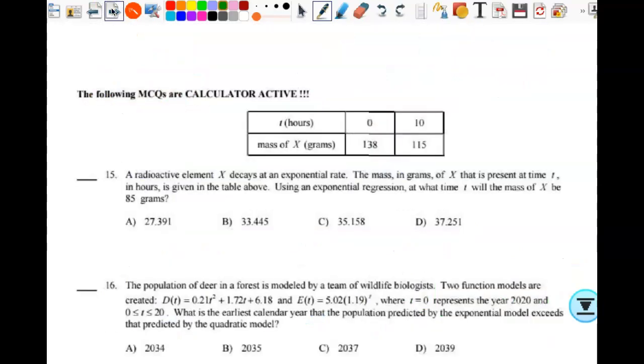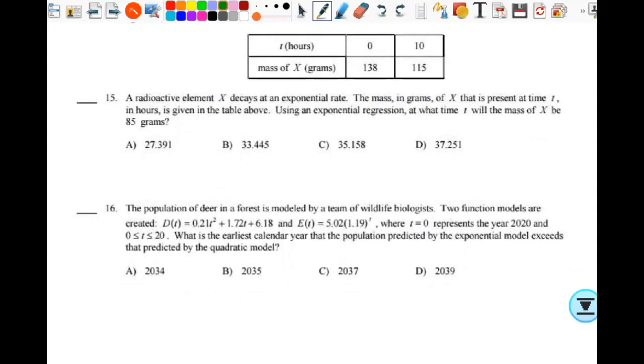All right, next page. All right, now we need our calculator. A radioactive element. Now this is one I sent out a remind about. If we use this exactly like it is, the correct answer is not here. This 85 needs to be changed to 75.